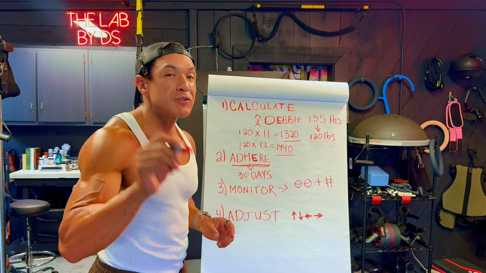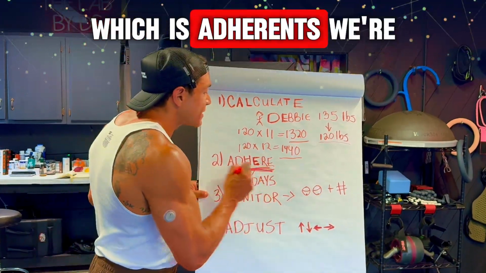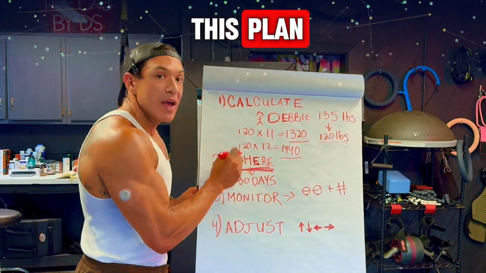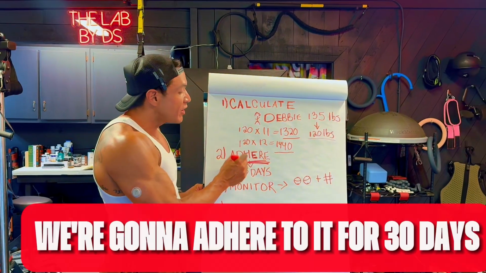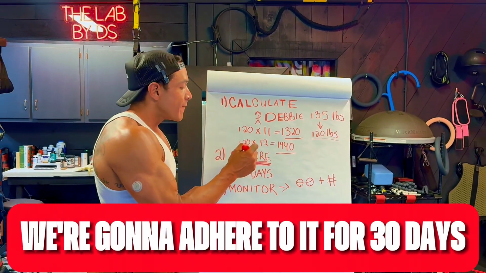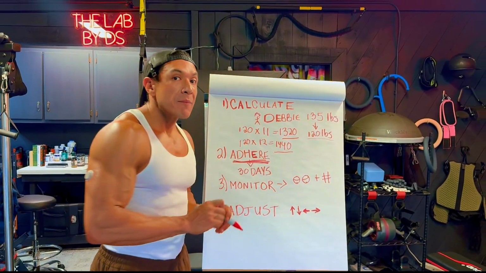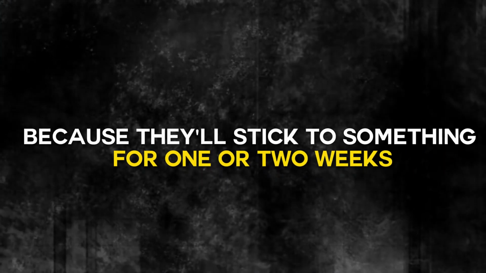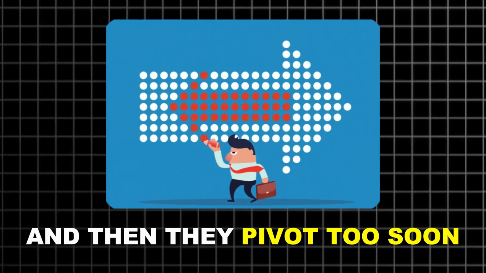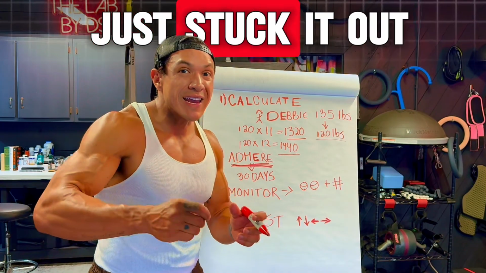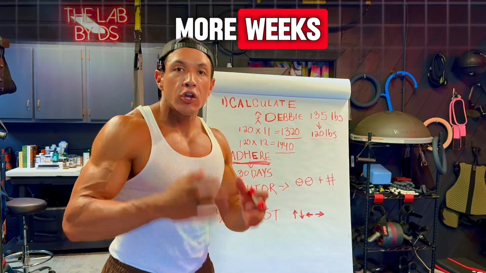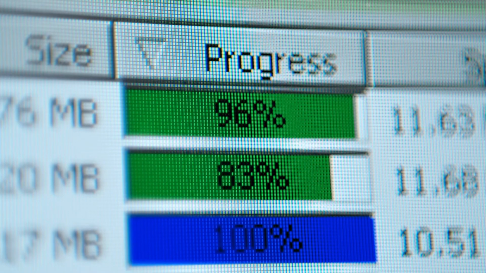Next, we move on to the most important part, which is adherence. We're going to adhere to this plan. Not only are we going to adhere, we're going to adhere to it for 30 days. And this is where most people fail because they'll stick to something for 1 or 2 weeks, not see the results they want, and then they pivot too soon. But if you had just stuck it out another 2 or 3 more weeks, you would have started seeing results and realized that the system is working.